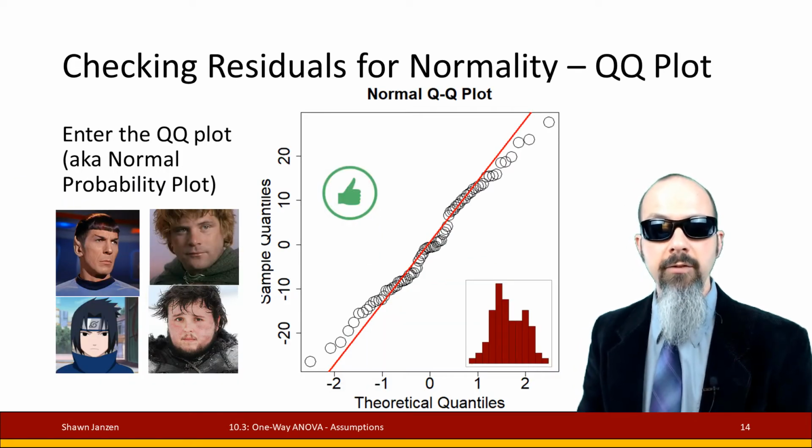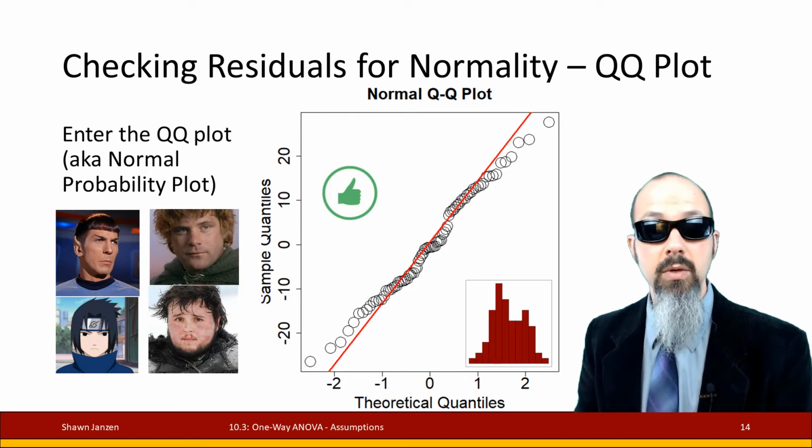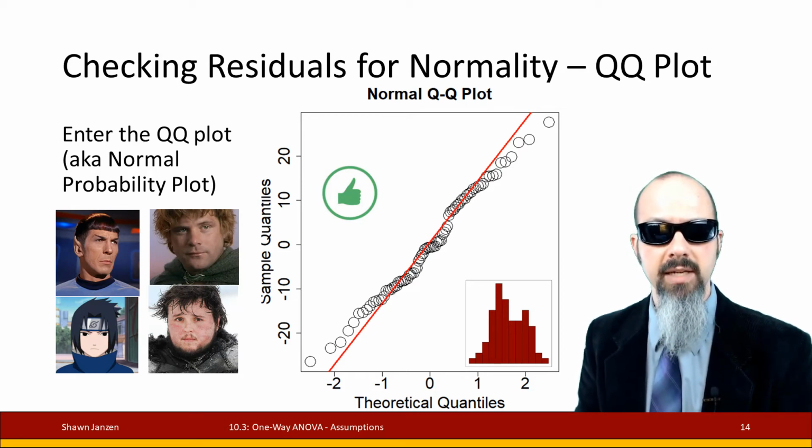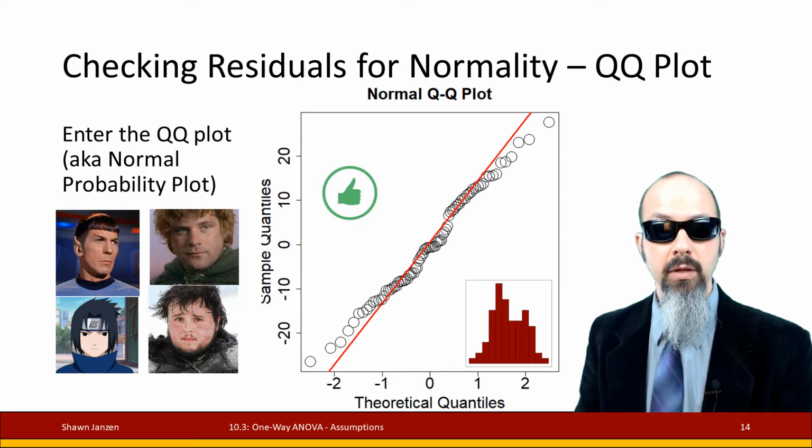When we're checking for normality, we're going to use what's called a QQ plot. We've talked about QQ plots before. It stands for quantile-quantile plot. What you're looking to see is, we're using the residuals in this case.